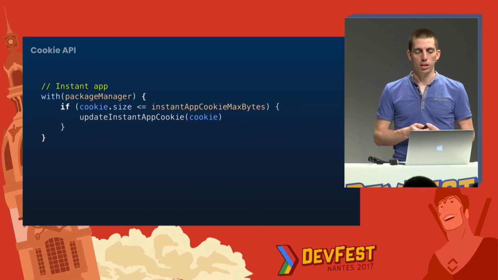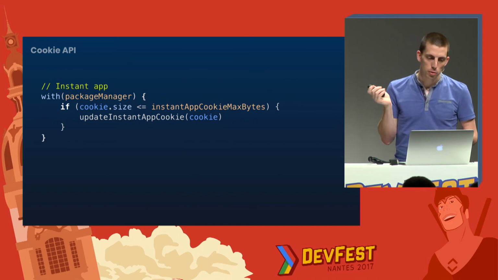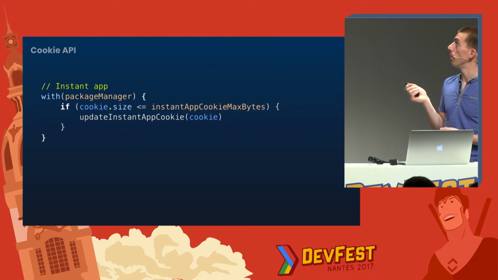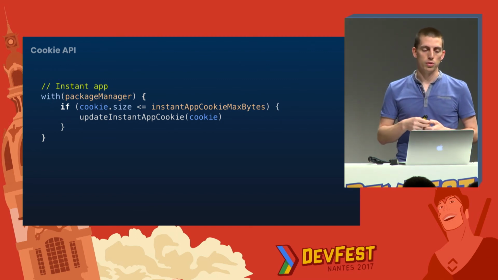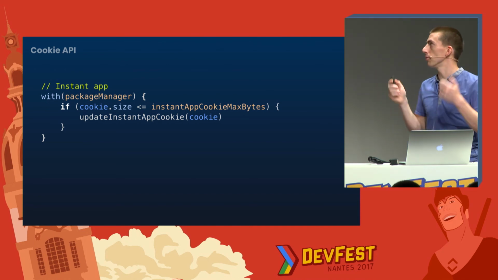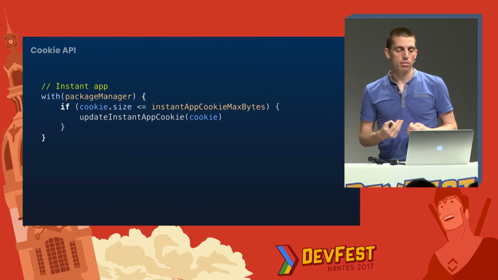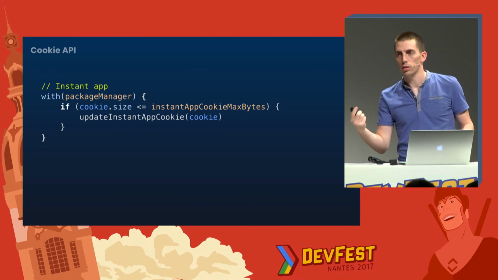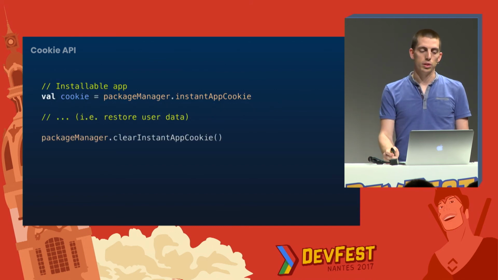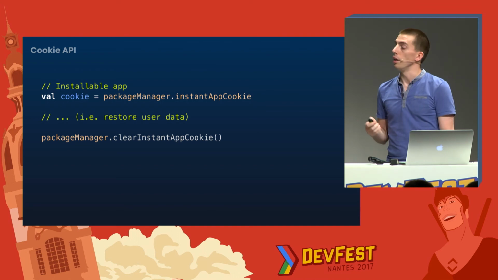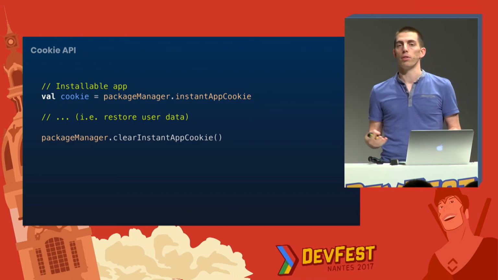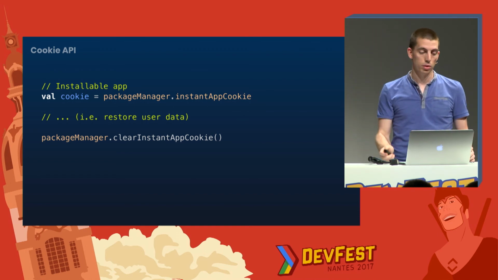The first one is called the cookie API, which is basically the same idea as the one on the web. Here, I ask the package manager in my instant app whether the size of the cookie that I want to put is lower than a certain limit, because there is a limit, obviously, otherwise you could put megabytes of data. If it is, you can update the instant app cookie on the package manager, and it will get stored by the system so that the installable application can get it on the other side. And once you install the installable application, you can get this cookie, and you can do whatever you want with it, like repopulate your shared preferences or your state or your scrolling state. And once you're done with it, you can clear the app cookie, obviously.